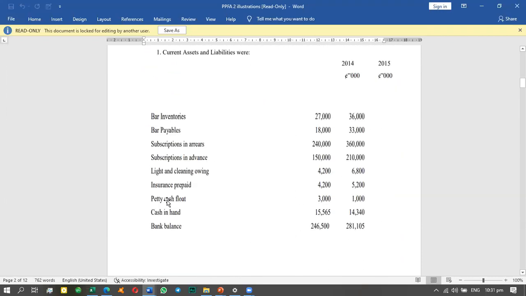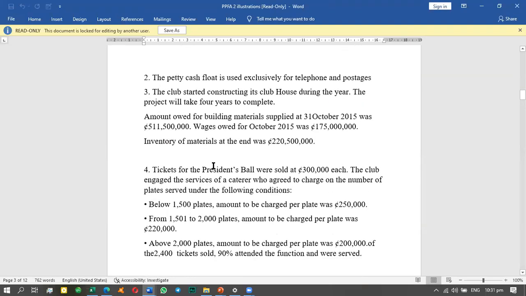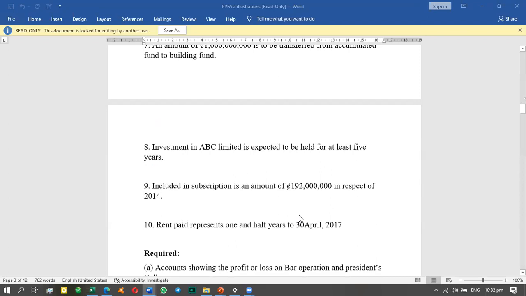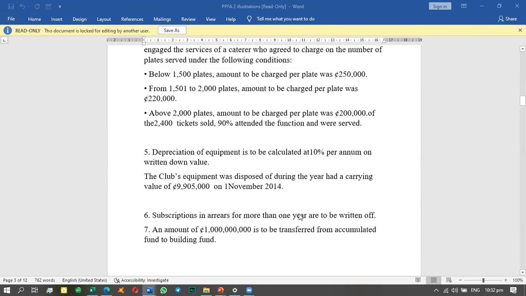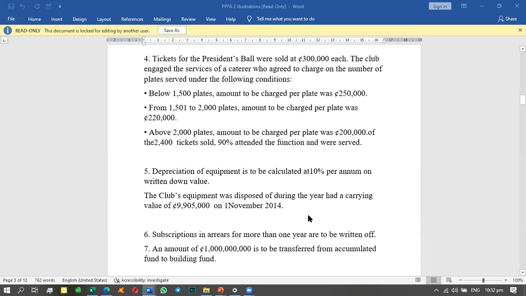We have sales of tickets, additional information 4. We have sales of tickets. They were sold at 300,000 each. And we're told in additional information 4, the C part, that 2,400 tickets were sold. Now, how do we know? Because 90% of people attended the function, but 2,400 tickets were actually sold for this event.